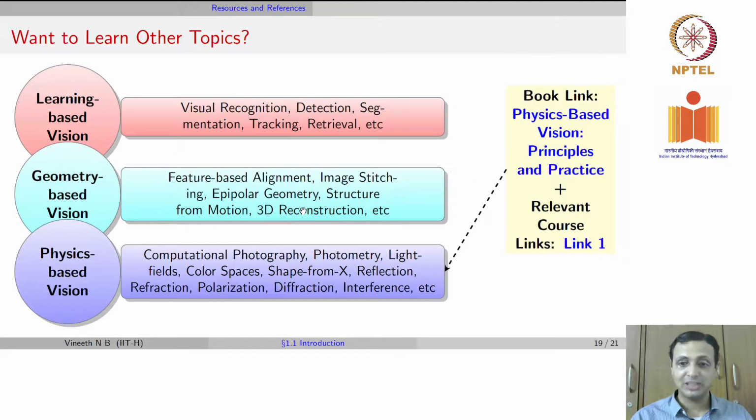And if you wanted to learn physics based vision, once again, a very nice book called Physics Based Vision: Principles and Practice is available on this link. And there is also a web-based course which is linked here, which you can follow if you want to learn more about physics-based vision.